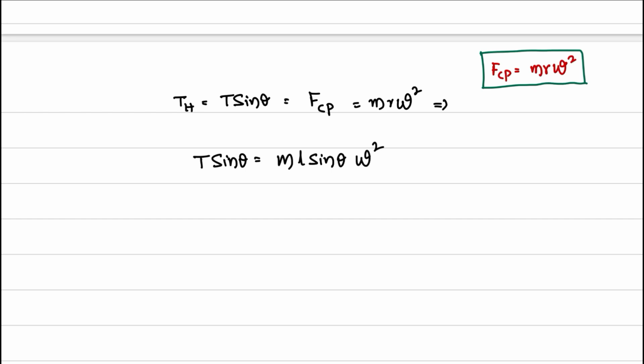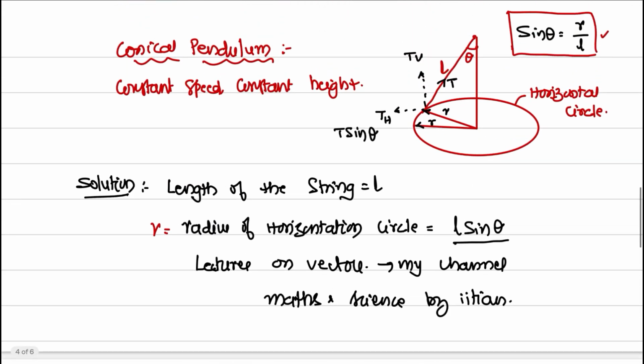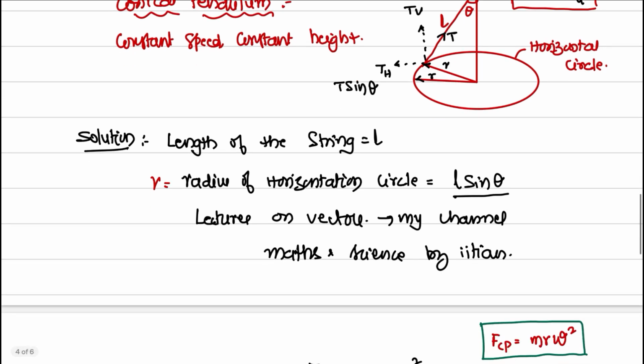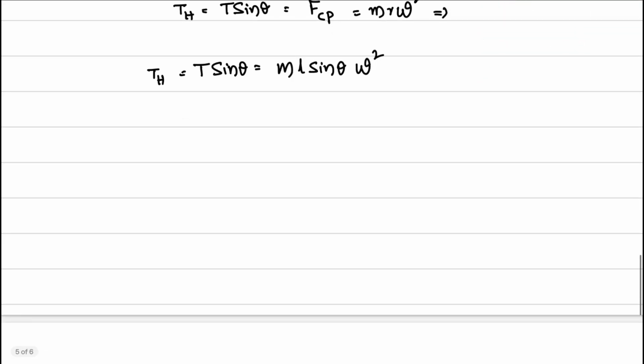Then T_H is equal to m L sin theta omega square. And what is T_V? T_V is the vertical component of tension. We are not talking about the vertical acceleration. There is no acceleration in the vertical direction, but tension is there. T_V is equal to T cos theta.